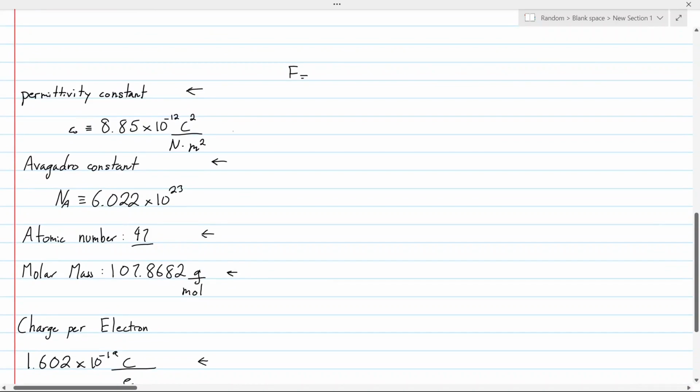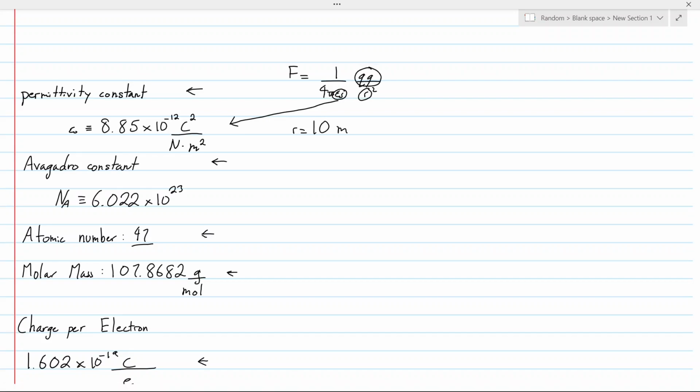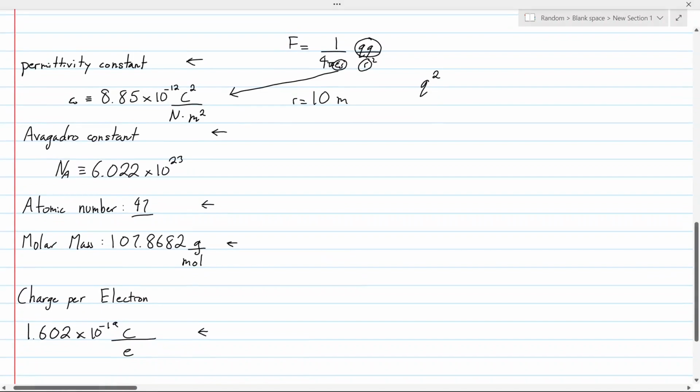So first thing, when you write down this equation, we now need to work out the different components. Well, R is given, and R is equal to 10 meters. E naught is a constant, which is here. Now I have Q times Q, but the charge is going to be the same, so we can write it as Q squared. So now we need to work out what Q is.